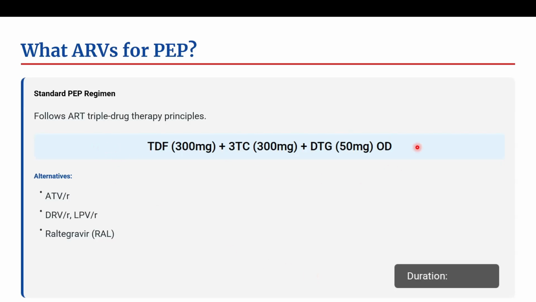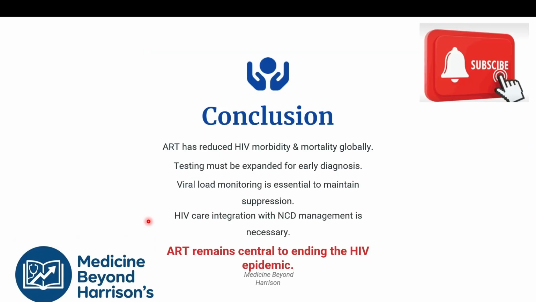The same drug regimen is given: tenofovir 300, lamivudine 300, and dolutegravir 50 mg once daily. This follows the antiretroviral triple therapy principles. Alternatives can be dolutegravir, lopinavir, raltegravir. The standard duration for post-exposure prophylaxis is 28 days.